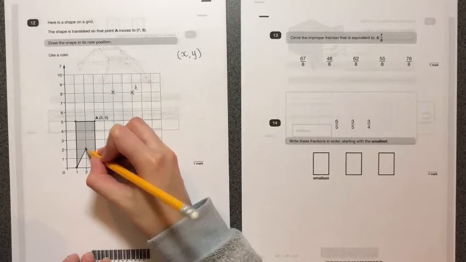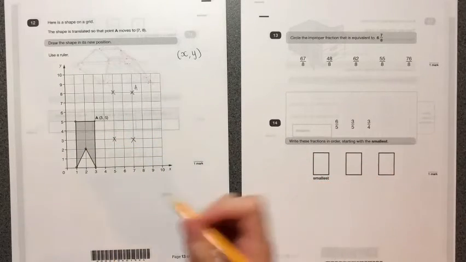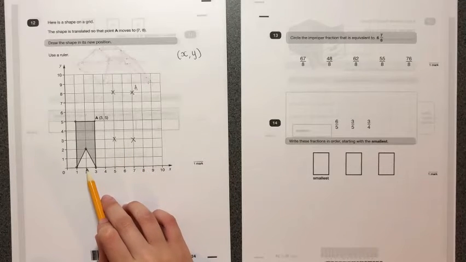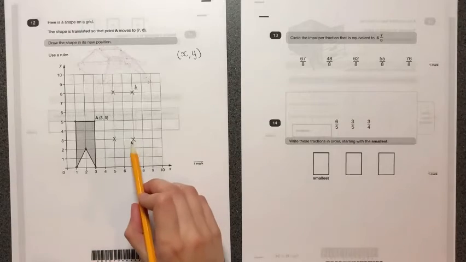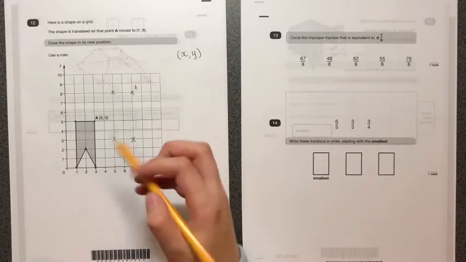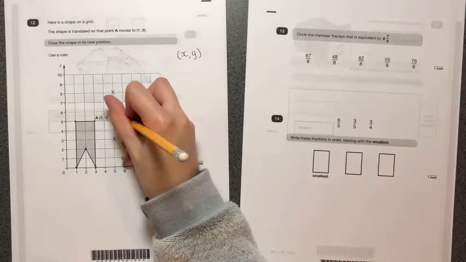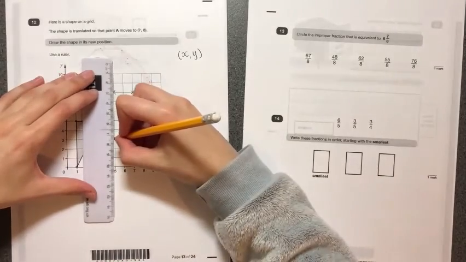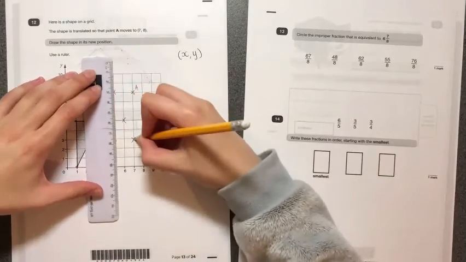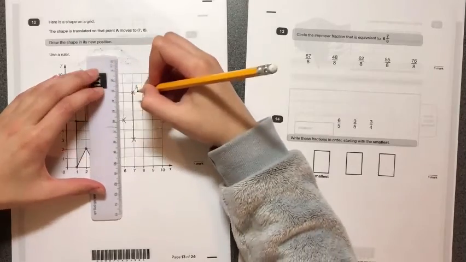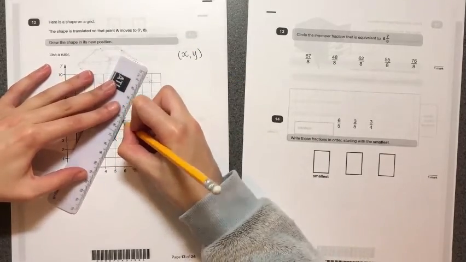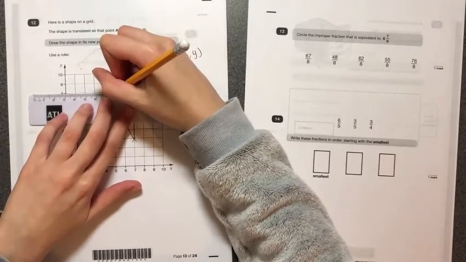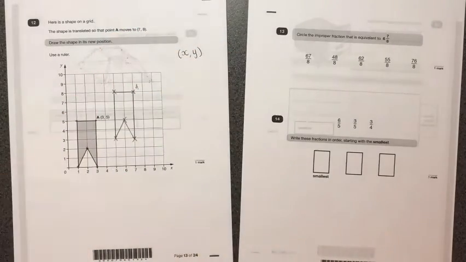And our last point, which is up here, we're going to start at our bottom point here, which is this one. 1 to the left and 2 up. We've got our point here. Connecting them together using our ruler. Like so.